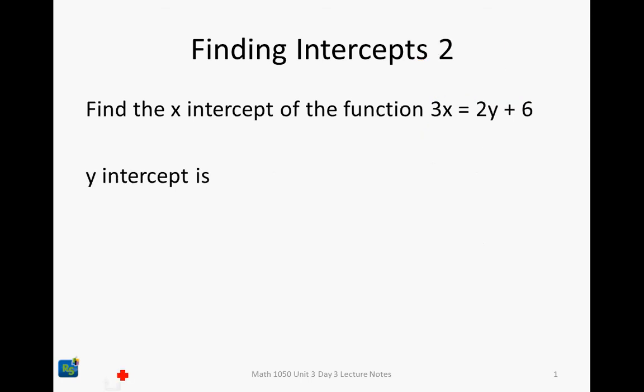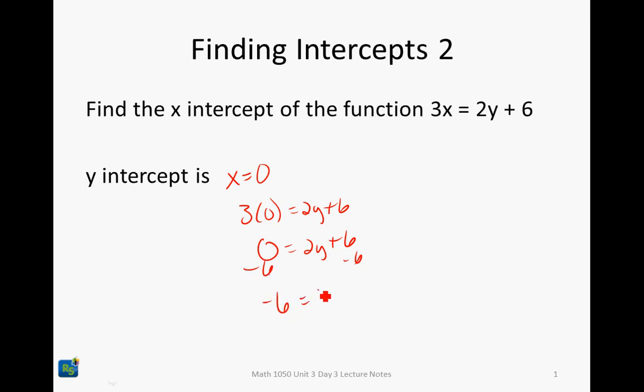Okay. The next one, find the y-intercept of the function 3x equals 2y plus 6. Well, the y-intercept is when x is equal to 0. So substituting x being 0, I'm going to subtract 6 from both sides. Y is equal to negative 3. So when x is 0, y is negative 3. That's the y-intercept.